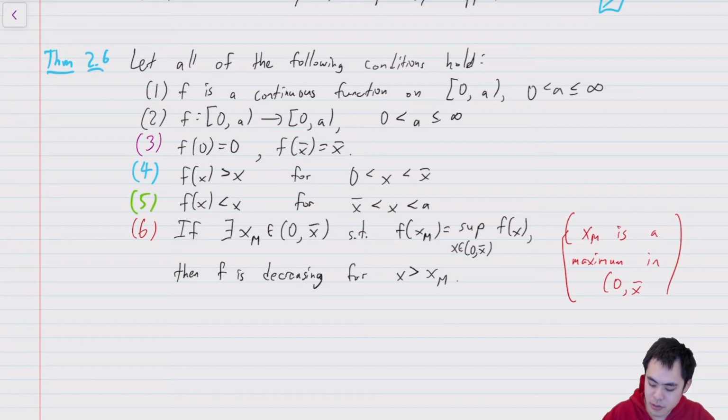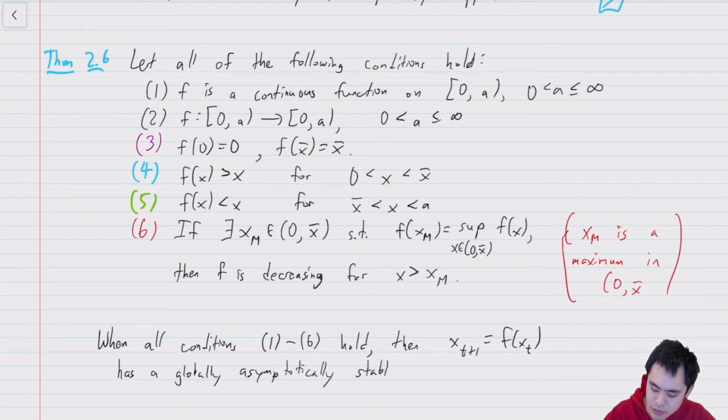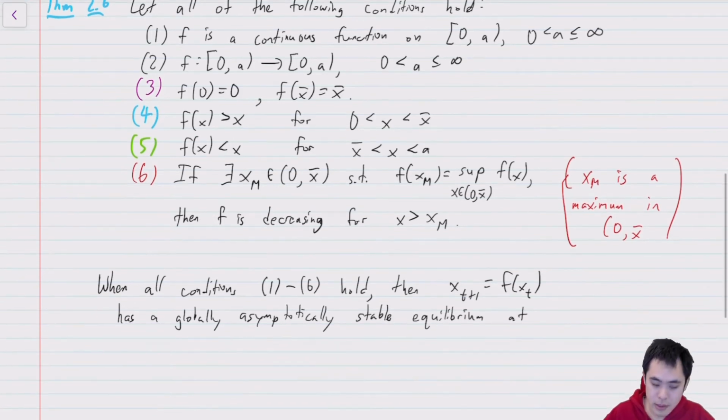Okay, so when all conditions 1 through 6 hold, then given this difference equation, x sub t plus 1 is equal to f of x sub t, it has a globally asymptotically stable equilibrium at x bar if and only if f has no 2 cycles.